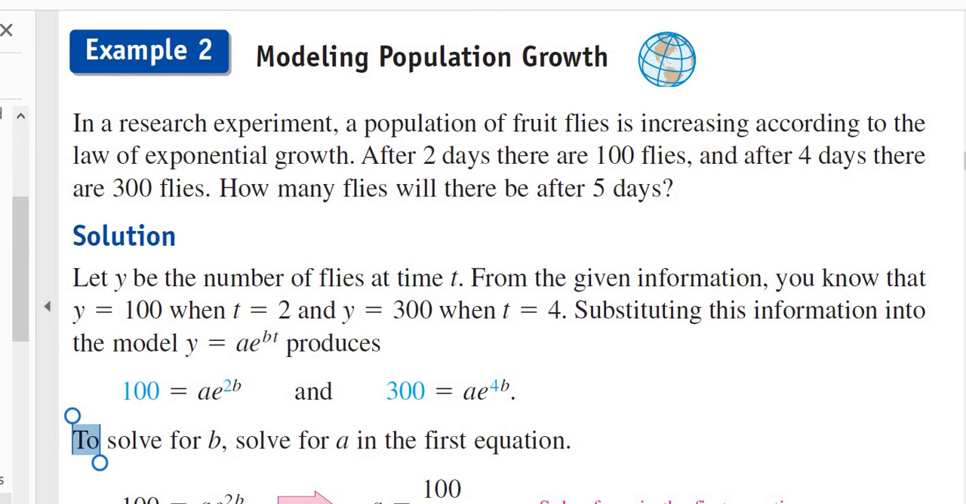In a research experiment, a population of fruit flies is increasing according to the law of exponential growth. After 2 days, there are 100 flies. After 4 days, there are 300 flies. How many flies will there be after 5 days? This is on page 259.